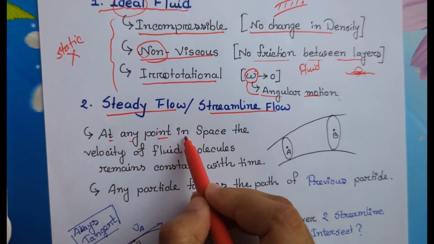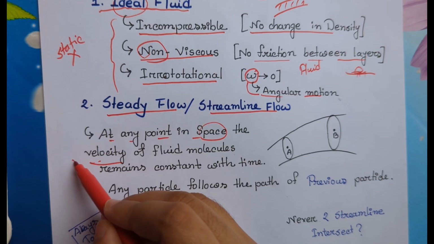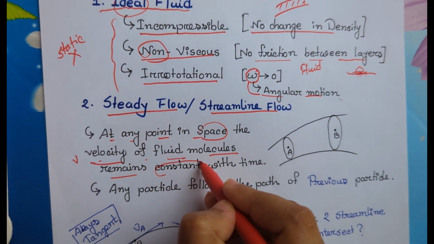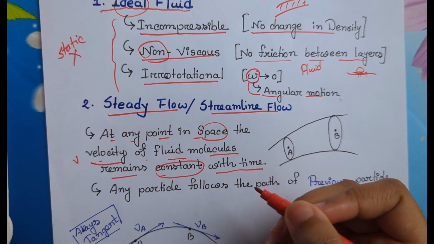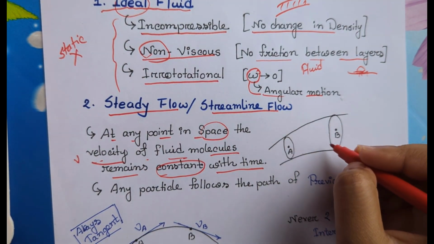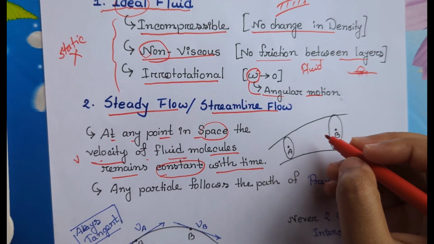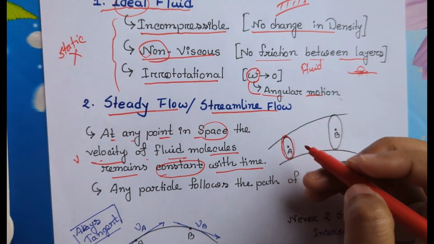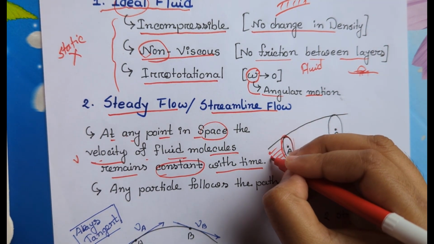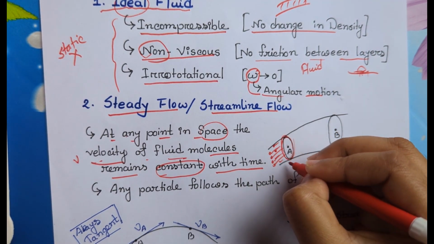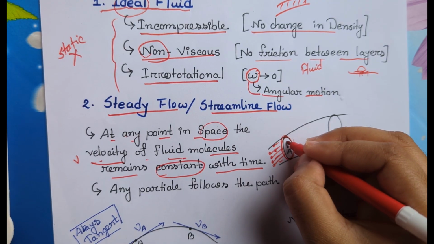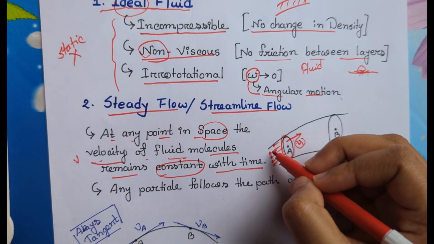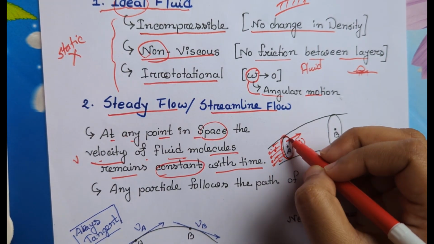At any point in space, the velocity v of every fluid molecule remains constant with time. Suppose there is a pipe with fluid flowing through it, and A is denoted as a specific point. Here all the water molecules pass through this point. When all these molecules pass through this point, they have a certain velocity. Suppose it is v1.